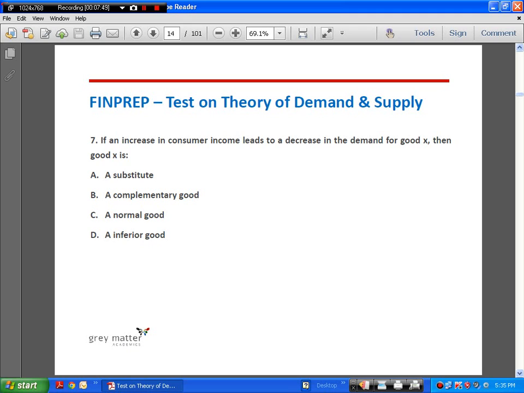As our income increases, people prefer to consume more of normal goods and more of luxuries. They like to reduce the consumption of inferior goods. So the right answer is option D, inferior good.